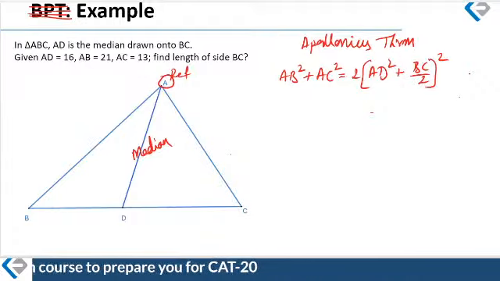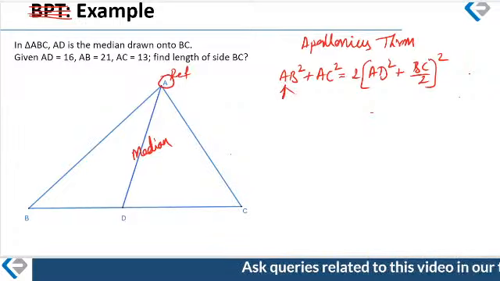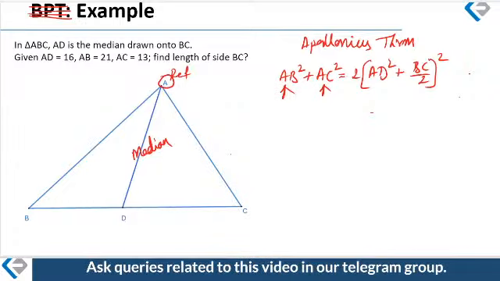The third side. Now, A is the reference point. With A as the reference point, those two sides, AB square plus AC square, is nothing but this.